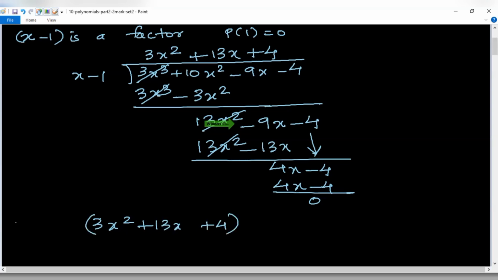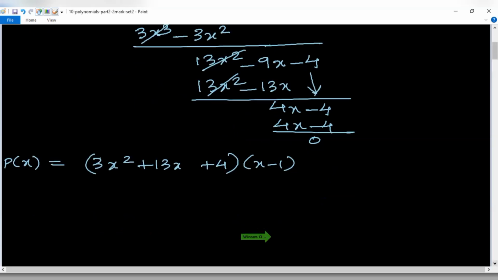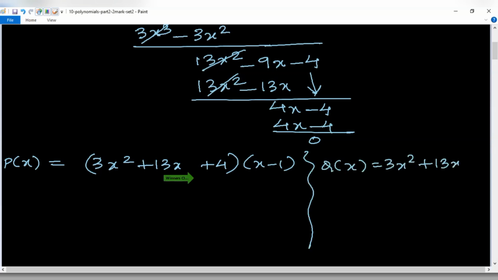So we can write the given polynomial as p of x equal to this into x minus 1. Already it is given that x minus 1 is a factor, so we can write it like this. Now we have to find all the zeros of the polynomial, which means we have to factorize this. For the time's sake, let us take it as q of x, let it be 3x square plus 13x plus 4.